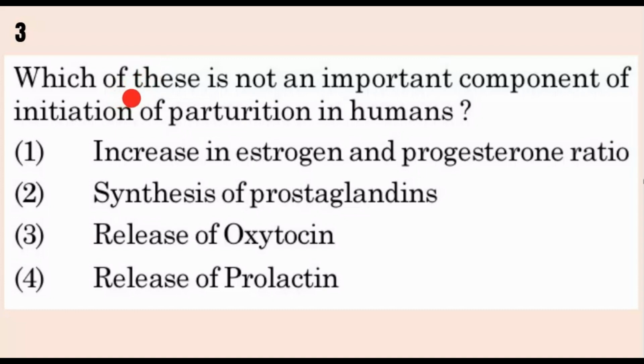Question number 3. Which of this is not an important component of initiation of parturition in humans? Option 1. Increase in estrogen and progesterone ratio. Option 2. Synthesis of prostaglandins. Option 3. Release of oxytocin. Option 4. Release of prolactin. Here the answer is, what is not an important component of initiation of parturition is release of prolactin, because release of prolactin can happen after some time also. All others are essential.